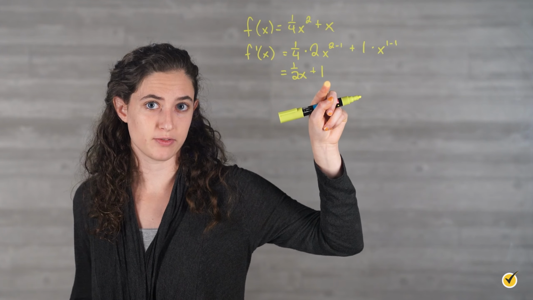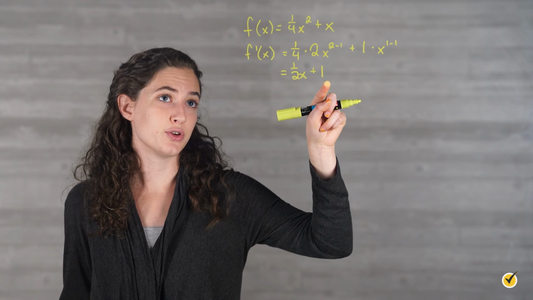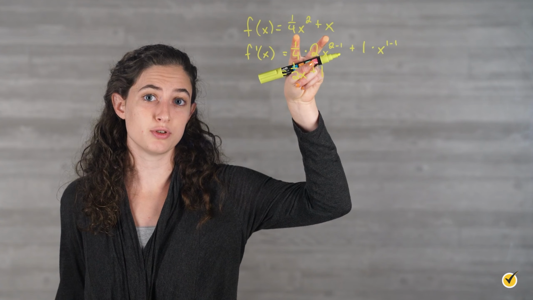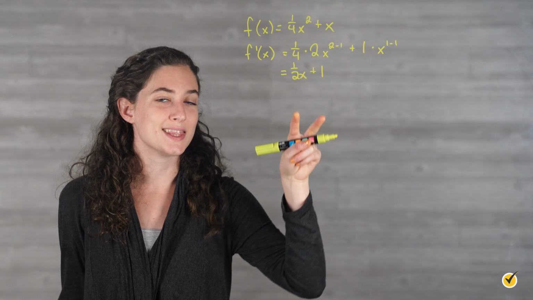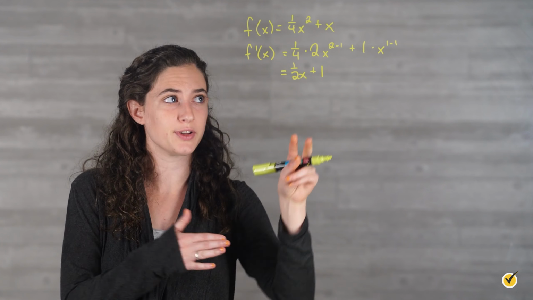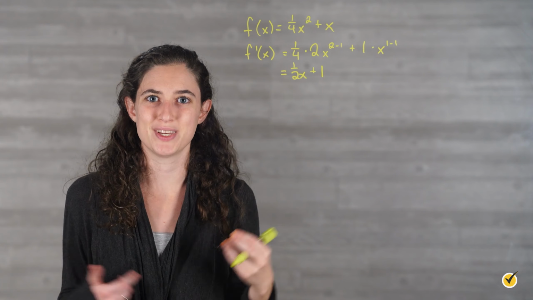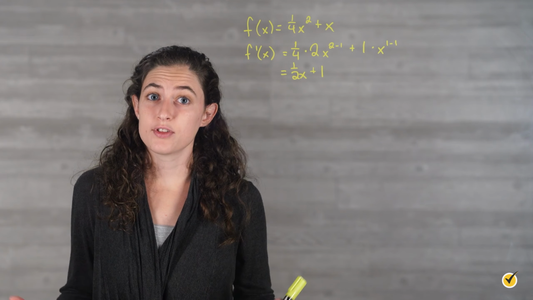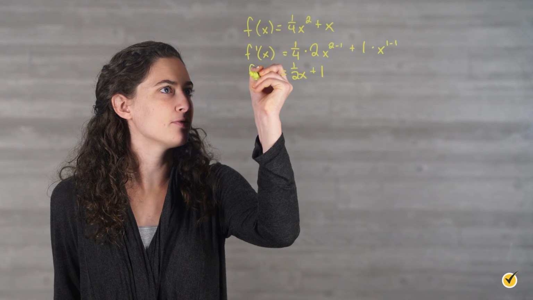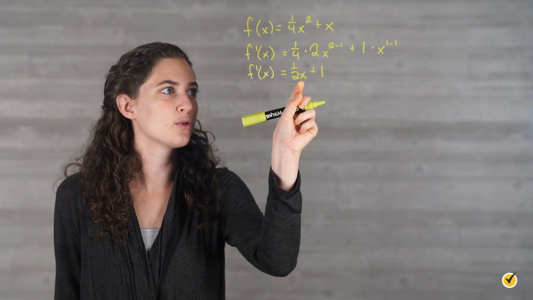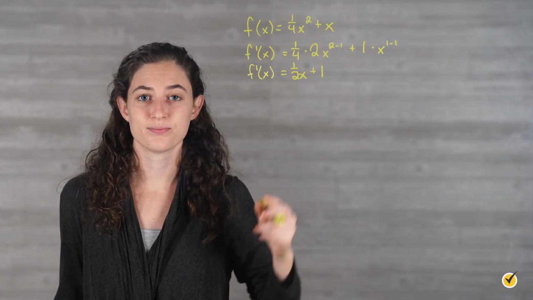The reason that I just added the derivatives of these two functions was because of what's called the sum rule for derivatives. That says that if you have a sum of two different parts of a function, you can then take both of those parts' derivatives and add them together, just like we did. So we now have the speed function f prime of x is equal to 1/2 x plus 1.